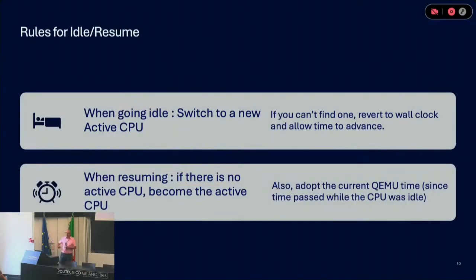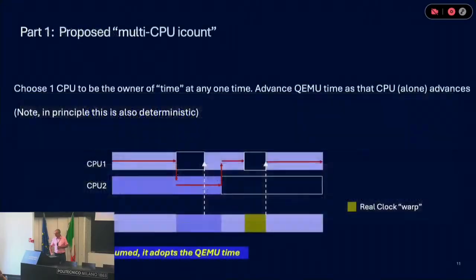So basically, the rules are going to be, when you go to sleep, choose somebody else. When you resume, if there are no active CPUs at the moment, if there's nobody else who is the active CPU, you become the chosen one. Otherwise, act as normal, keep going as normal. But you do need to become the chosen one if everybody else was asleep. So that's kind of easy. We'll keep going.